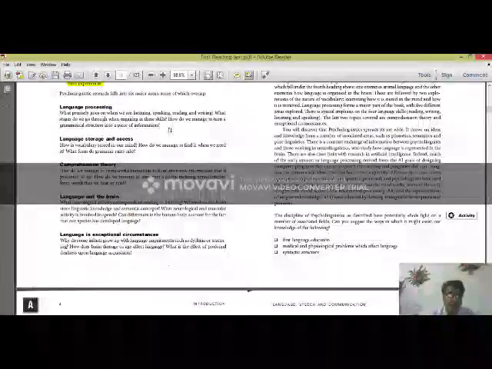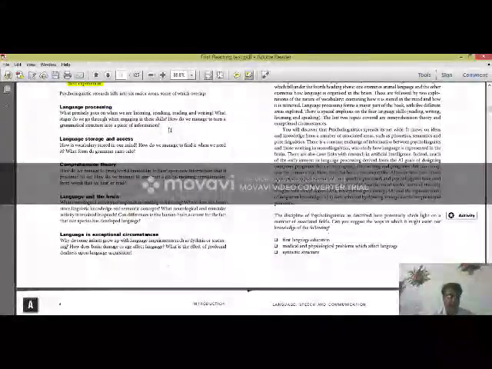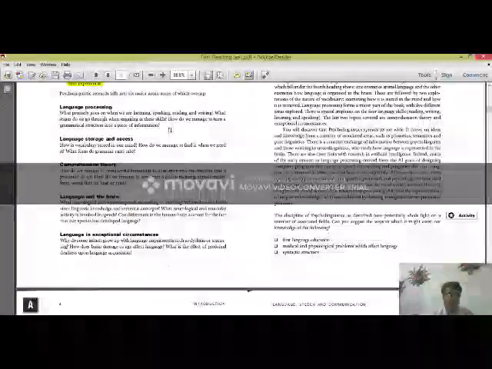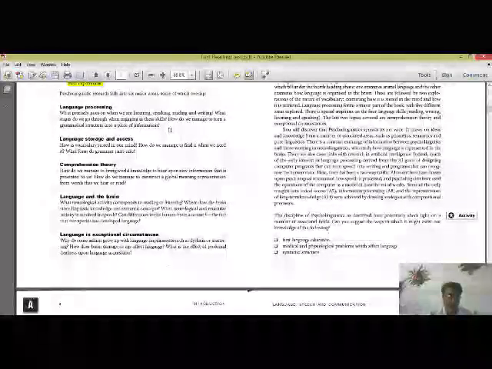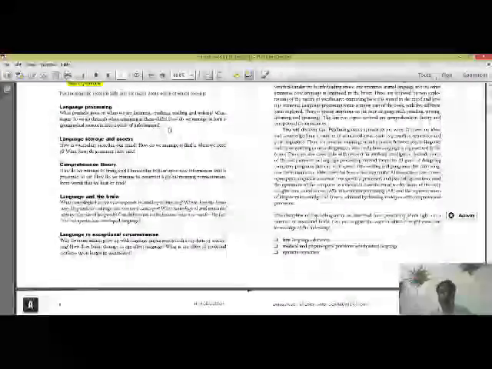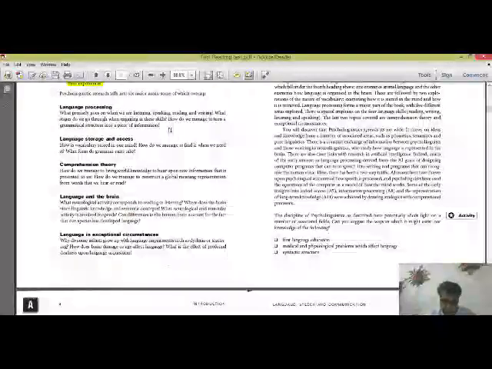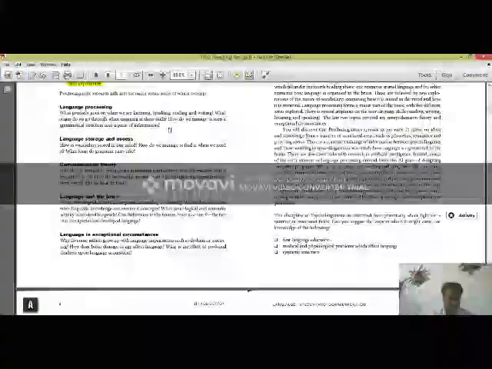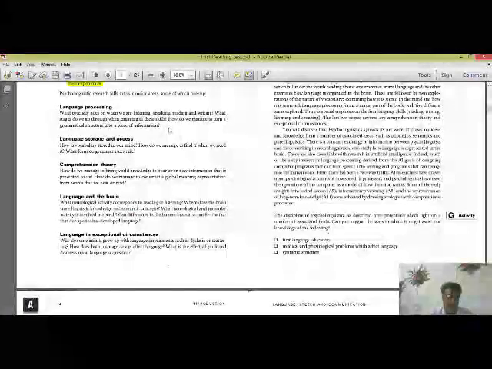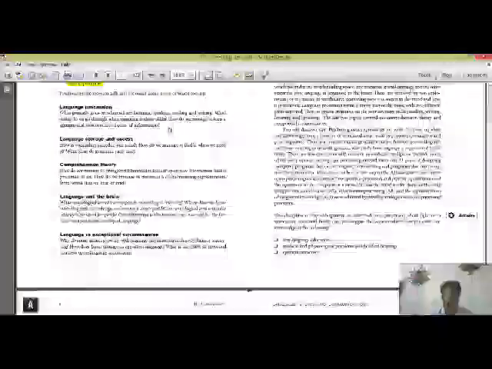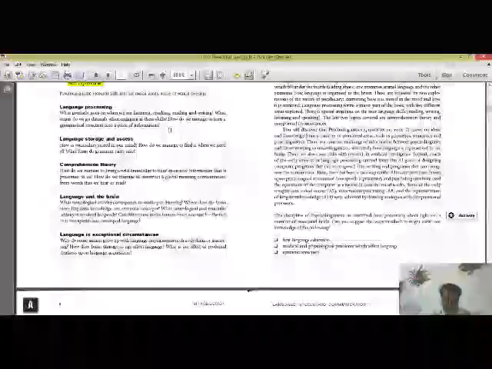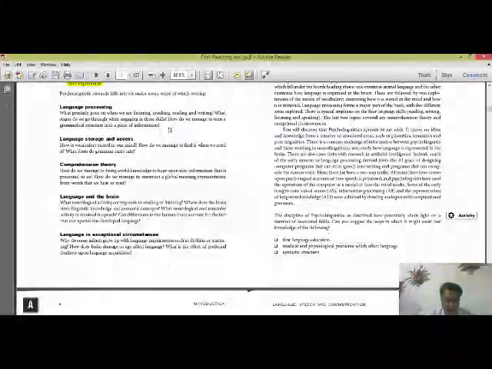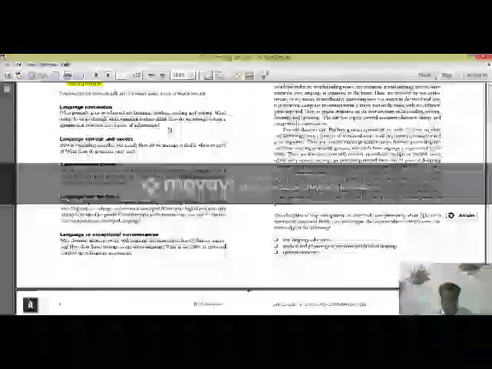And then we have comprehension theory. How do we manage to bring word knowledge to bear upon new information that is presented to us? How do we manage to construct a global meaning representation from words that we hear or read? And language in the brain: what neurological activity corresponds to reading or listening? Where does the brain store linguistic knowledge and semantic concepts? What neurological and muscular activity is involved in speech? Can differences in the human brain account for the fact that our species has developed language?